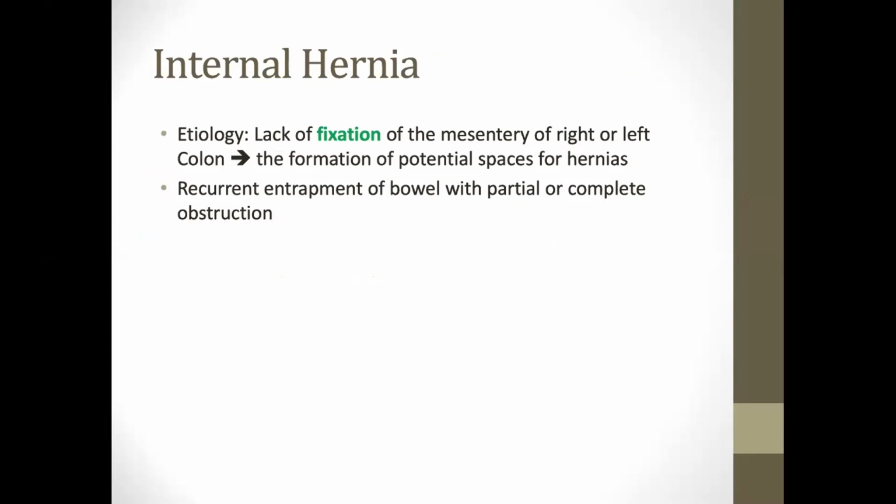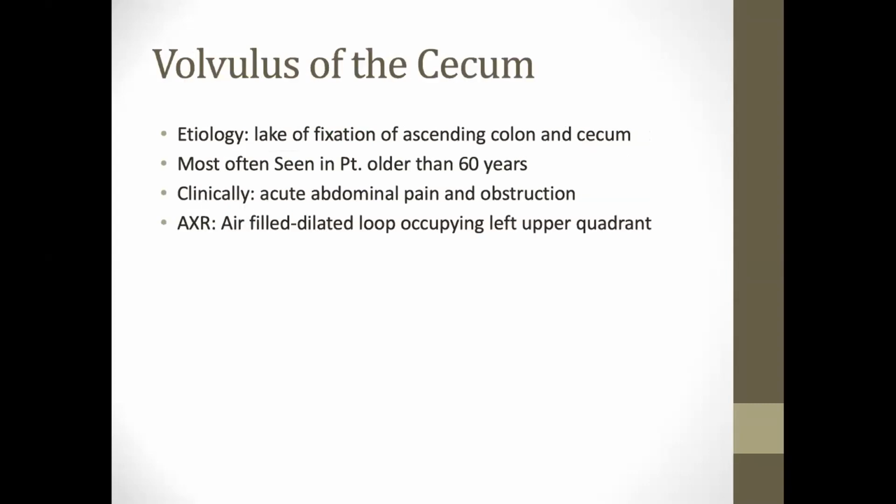Internal hernia: the etiology is lack of fixation of the mesentery of the right or left colon, with formation of a potential space for hernias. Recurrent entrapment of bowel with partial or complete obstruction. We talked about it before in a previous slide. Volvulus of the cecum: the etiology is lack of fixation of the ascending colon and cecum, most often seen in patients older than 60 years, clinically with acute abdominal pain and obstruction. On X-ray, an air-filled dilated loop occupying the left upper quadrant.